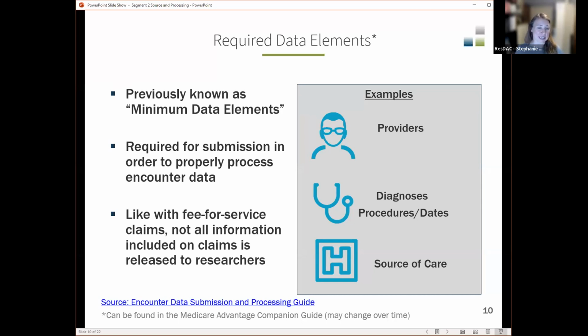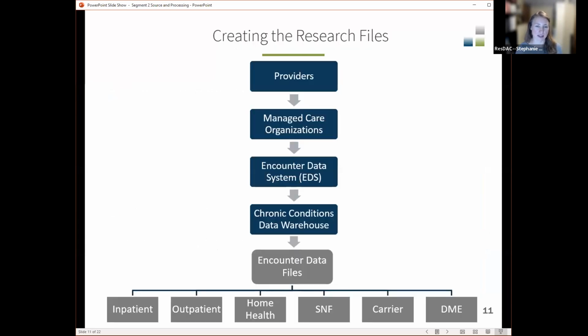And like with fee-for-service claims, if you start looking into it and you say, oh, that's interesting, they ask for a certain piece of information that I don't see on the research files, that happens sometimes. We don't put the beneficiary's full address on our research files, even though that's something that's collected on claim forms, that sort of thing. So the research files, really the service is delivered at the provider level. They work with the managed care organization for payments.